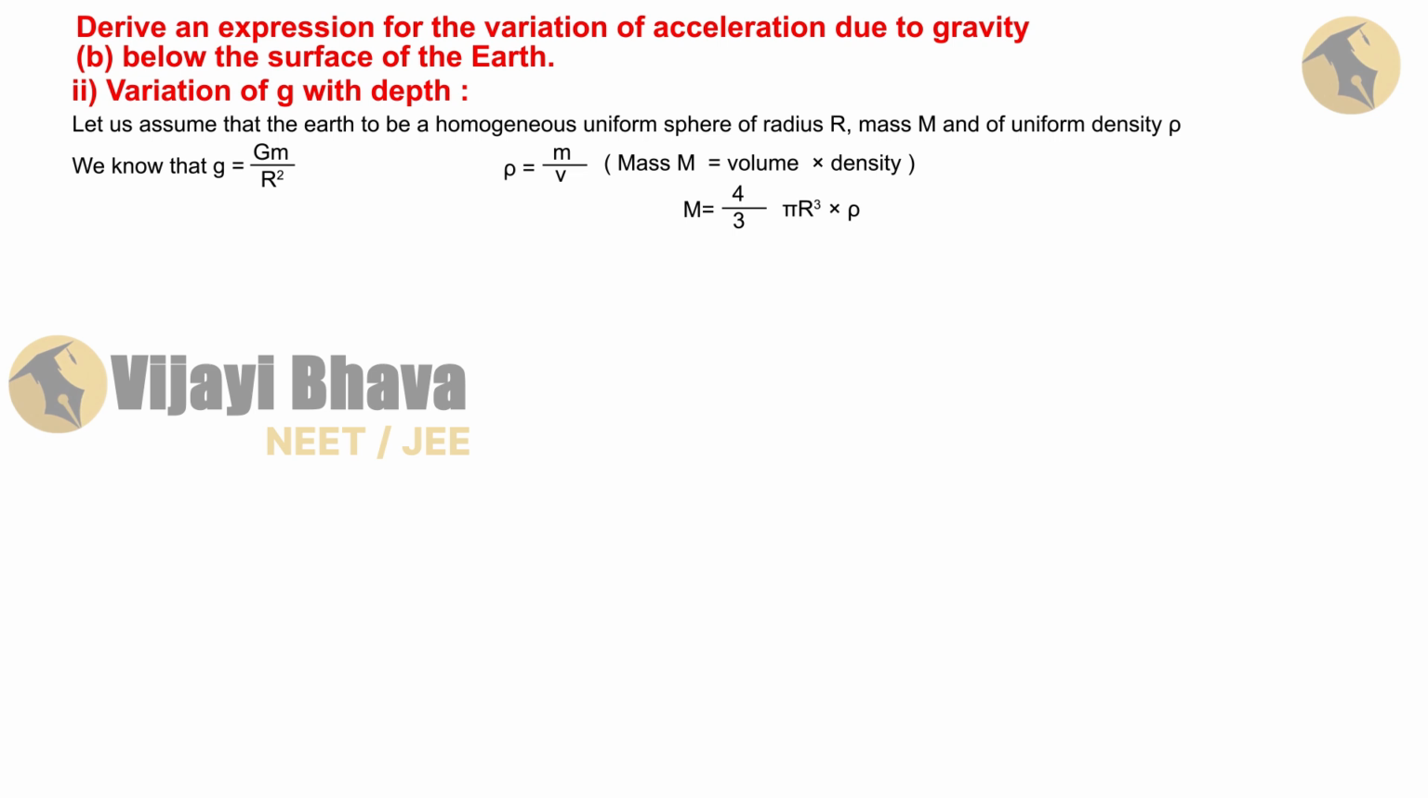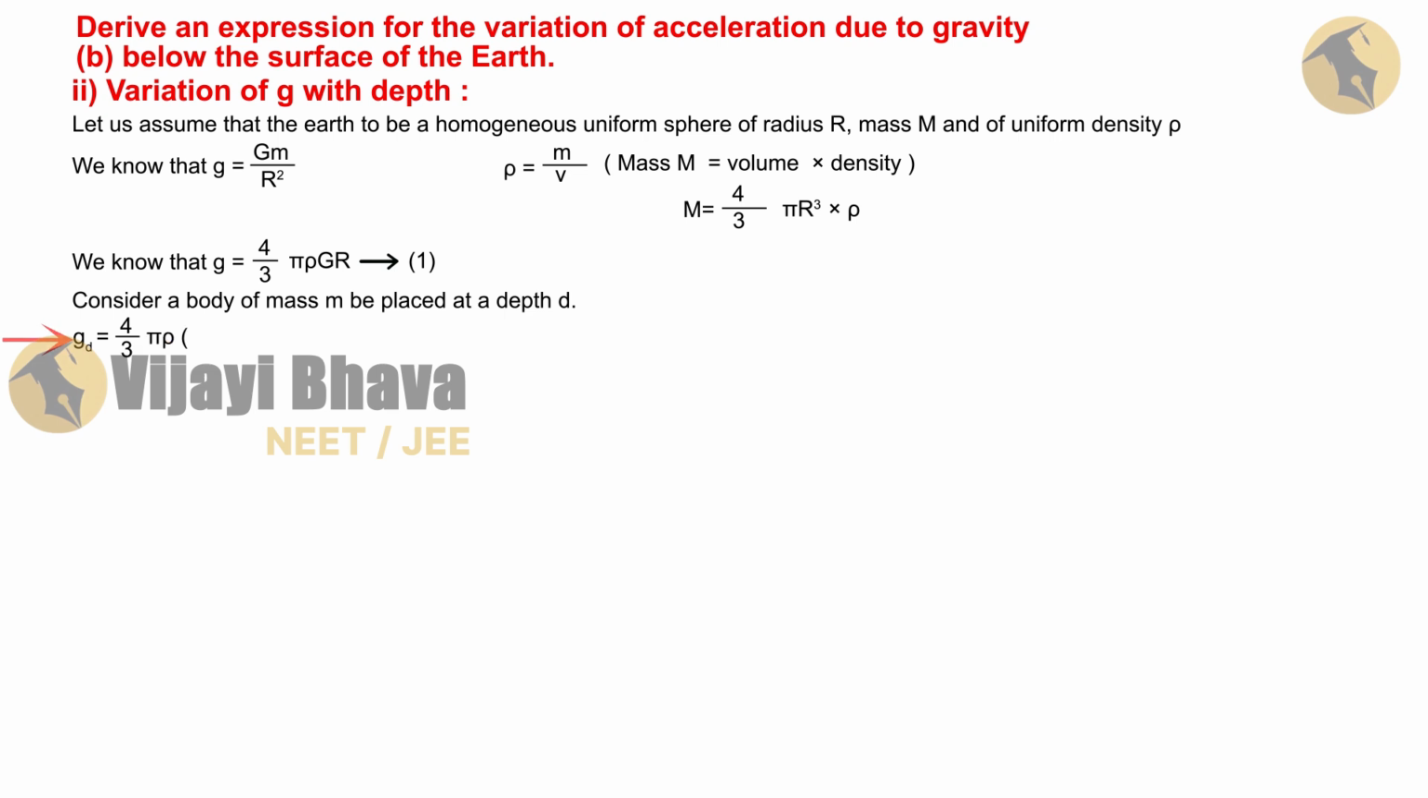When we substitute M with 4 by 3 pi R cube rho, we get g is equal to 4 by 3 pi rho G R. Let this be equation 1. Now, consider a body of mass small m placed at a depth d. The acceleration due to gravity at a depth d is given by gd is equal to 4 by 3 pi rho into R minus d into capital G. Let this be equation 2.